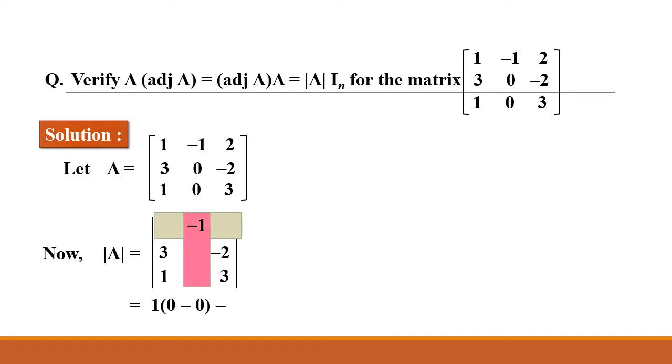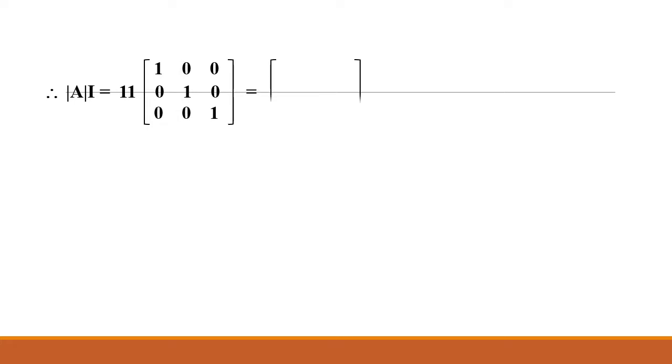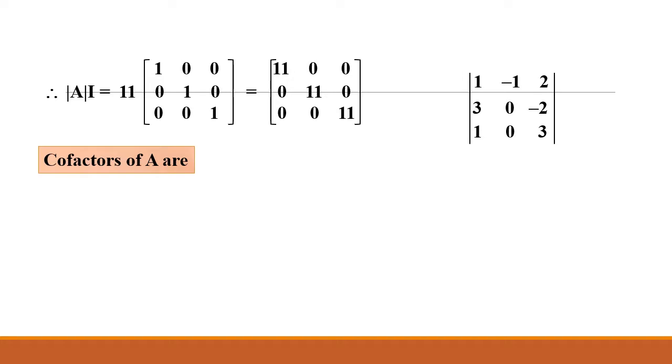So we get 1 into 0 minus 0, minus of minus 1 into 9 plus 2, plus 2 into 0 minus 0. On simplifying we get determinant of A as 11. So determinant of A into I, we get 11 into the identity matrix of order 3 cross 3, which equals 11 0 0, 0 11 0, 0 0 11.